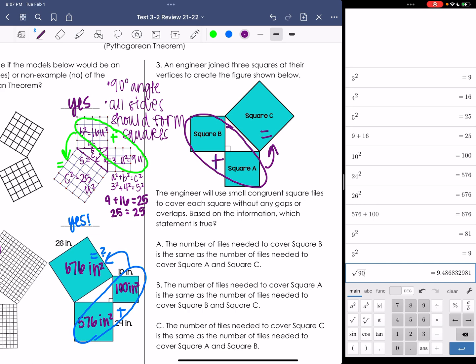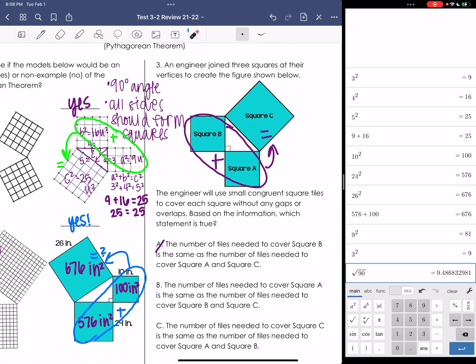So let's go ahead and look at our answer choices. So for A, it says the number of tiles needed to cover square B, which is this square here, is the same as the number of tiles needed to cover square A and square C. So what this is saying is that when we add together the areas of square A and C, it should equal square B, which is not true. In order to find the area of square B, what we would actually do is take the area of square C and subtract the area of square A to get square B. So A is not your answer.